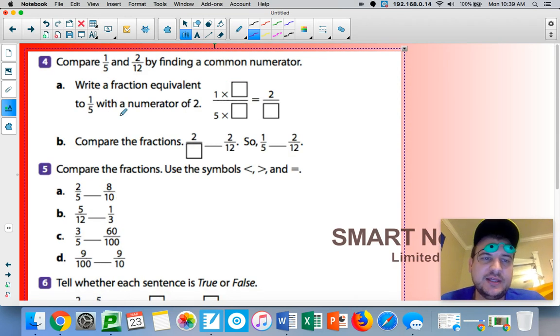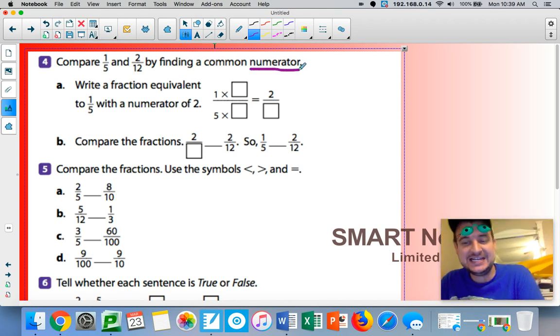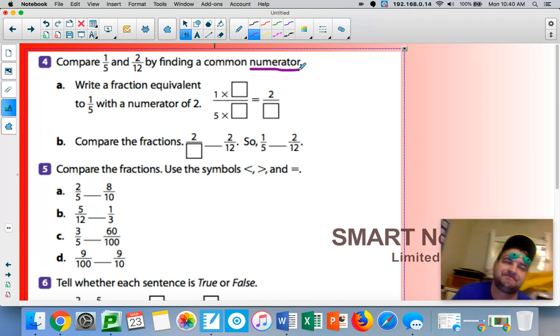Compare 1/5 and 2/12 by finding a common denominator. So we want to find a common denominator of 12, but there's a problem. Or sorry, common numerator. Oop. Learn how to read. Common numerator.